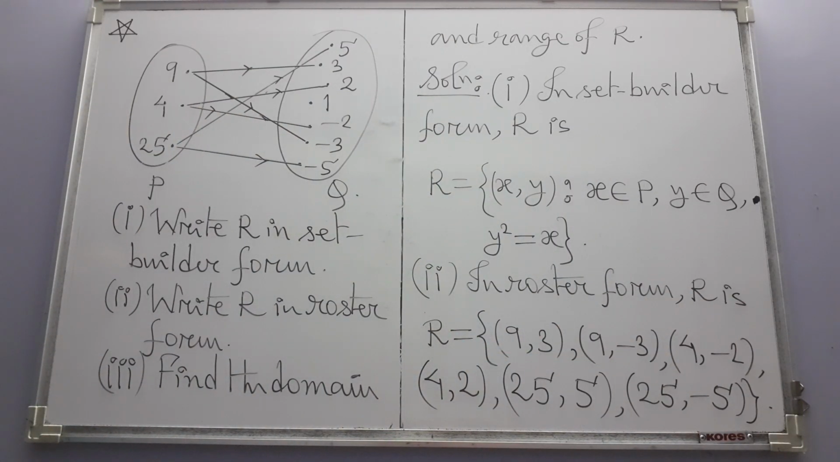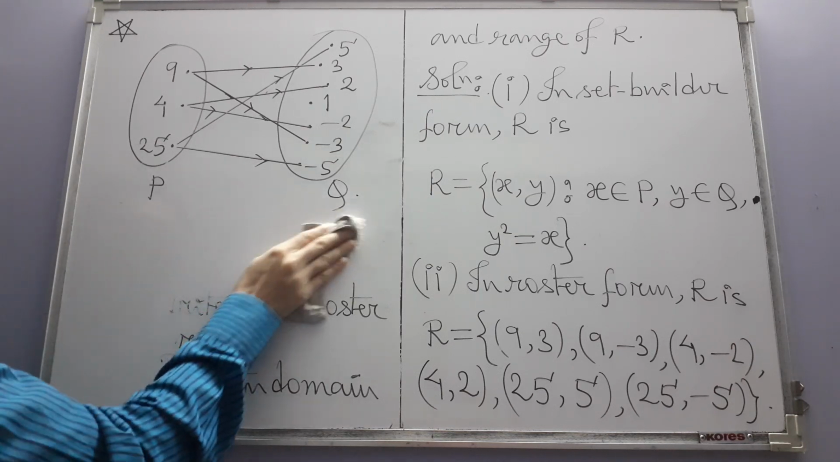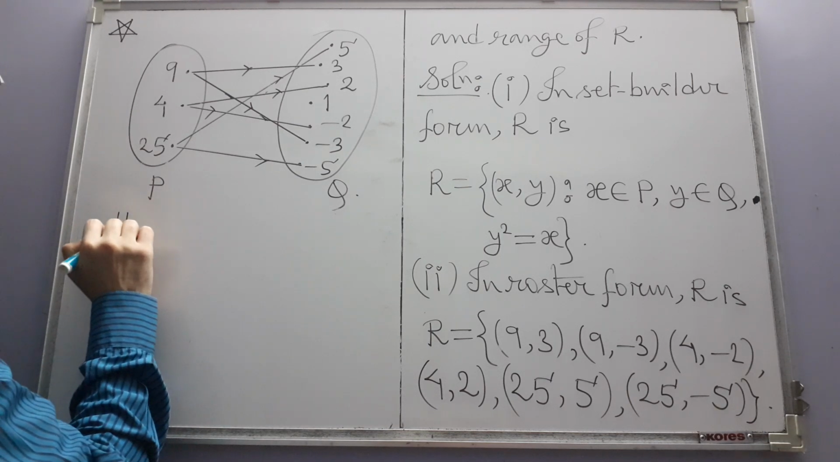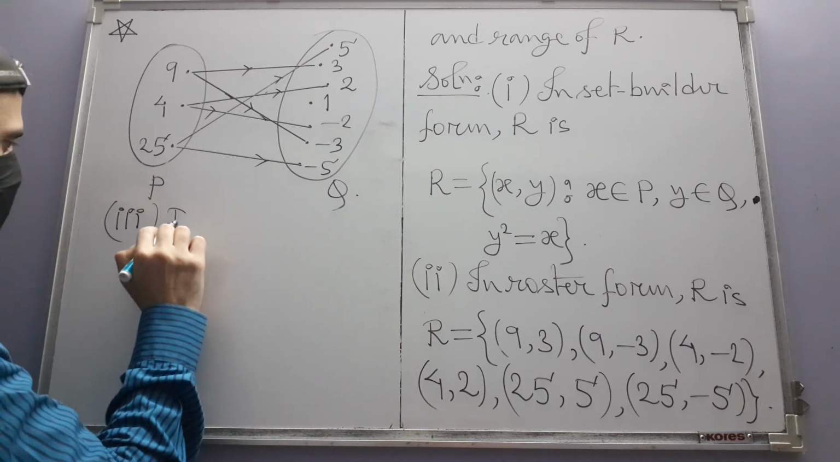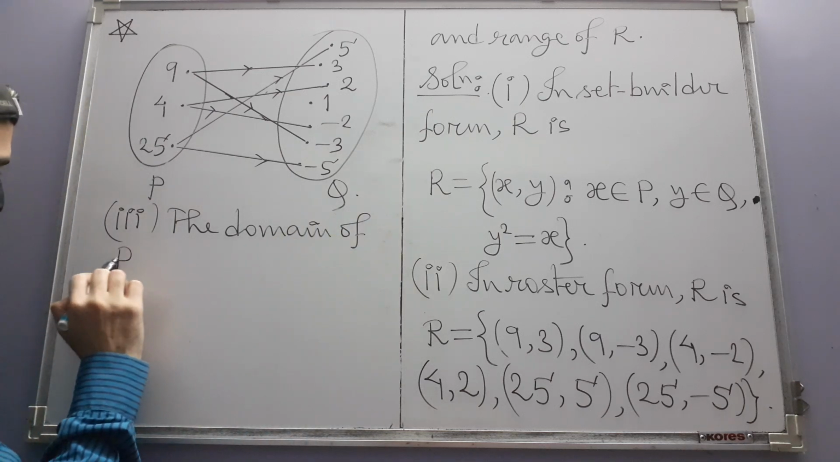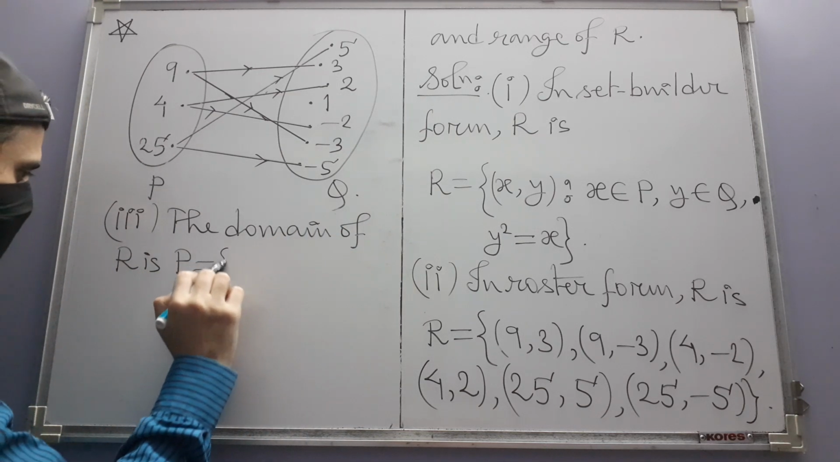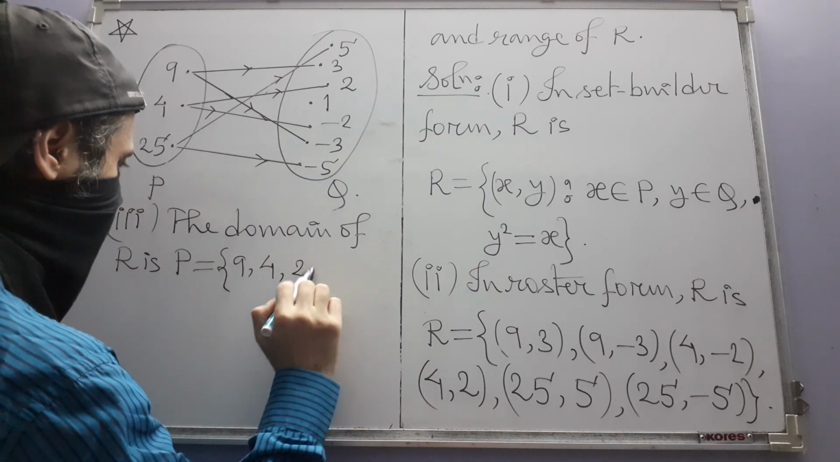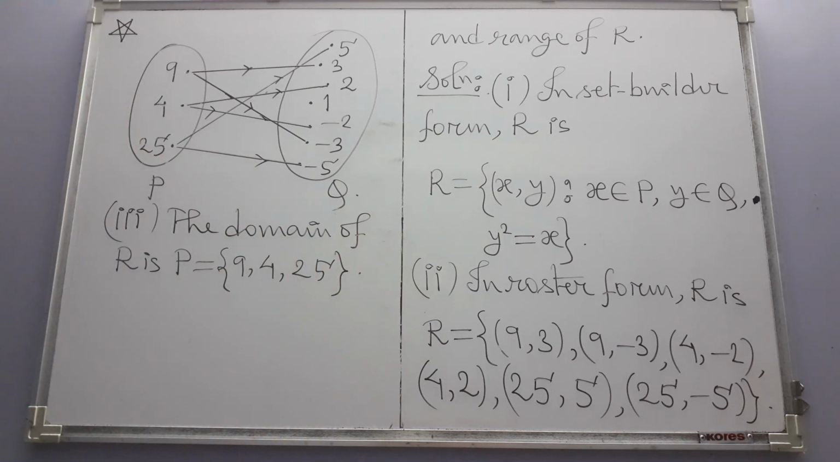Next comes domain and range. Domain, of course, will be the entire set P. Range, however, will not be the entire set Q. The domain of R is P. And if you want, you can write the elements in P. Although it's really enough to simply write the domain of R is P.